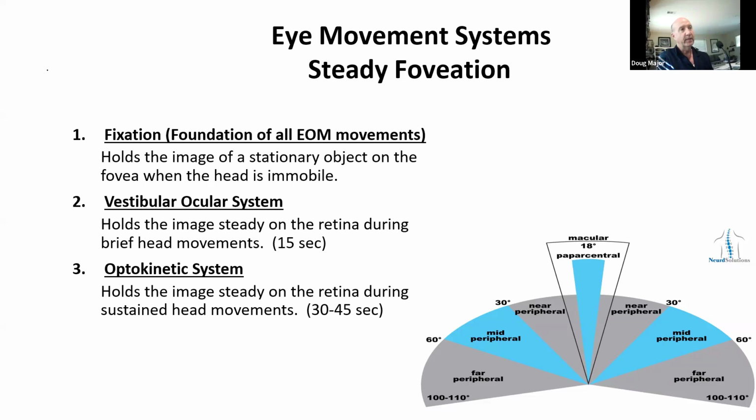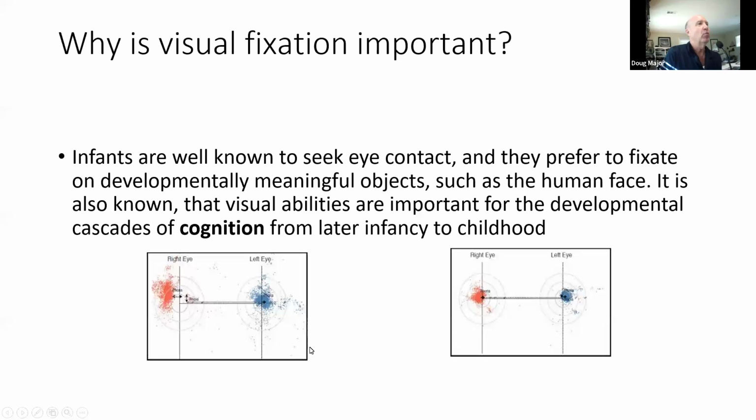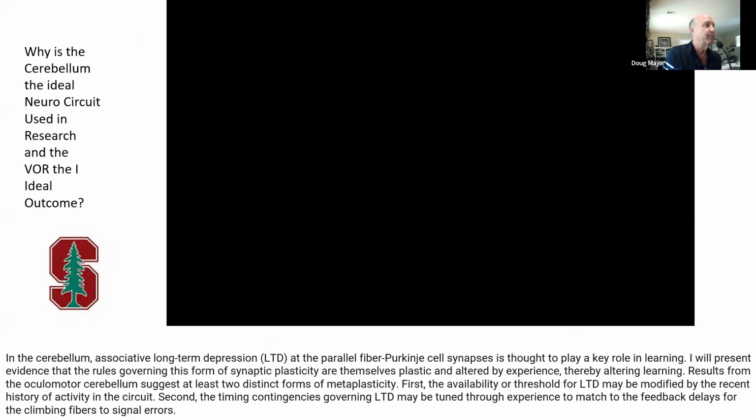And then the thing that we'll be spending a lot of time on is the vestibular ocular system, or the reflex from that system, the VORs. The OKN system is a supportive system. We could spend a whole hour on that, but we're not going to get into that today. So why is fixation so important? Because we know that it's just part of cognition. They seek context, they prefer meaningful objects, and they develop that cascade of cognition from early infancy on.